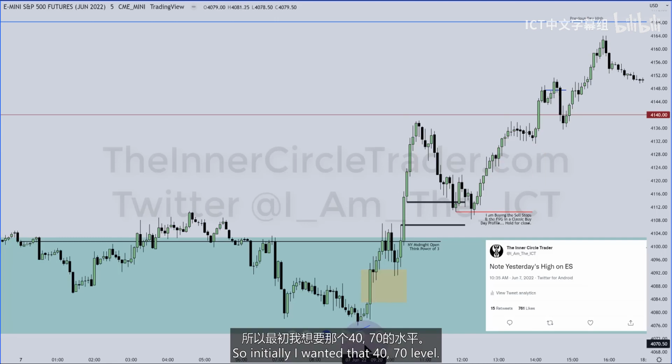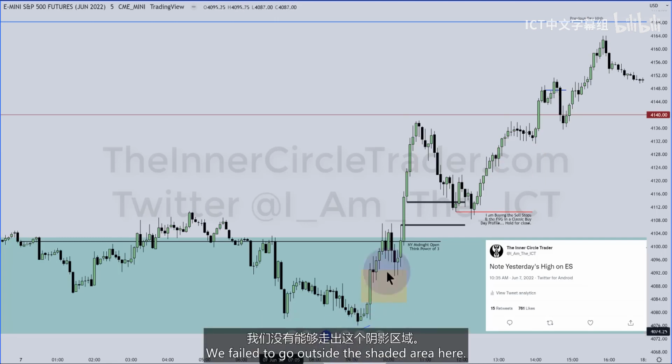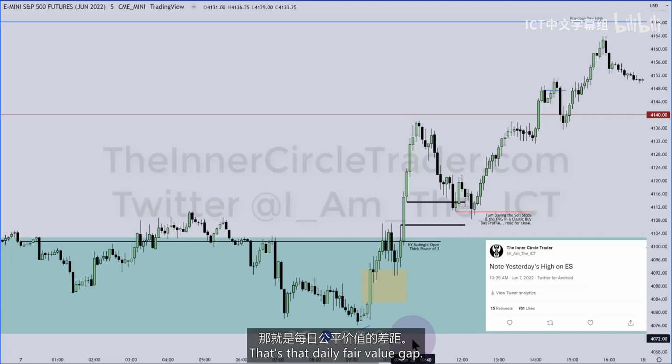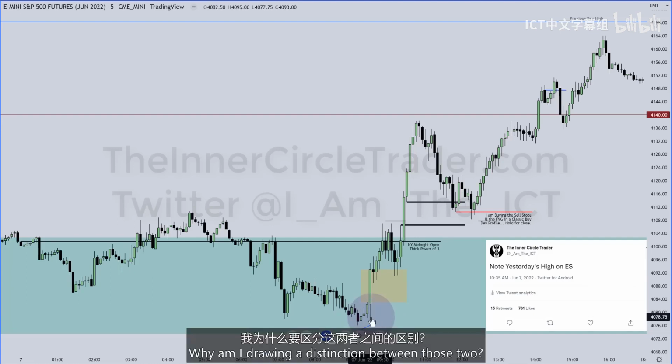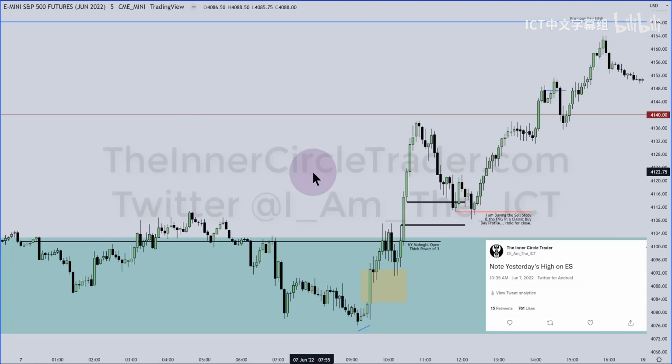So initially I wanted that 40-70 level. We failed to go outside this shaded area here. That's that daily fair value gap. So I've added it here for your edification. Notice that these lows here, this is lower than that one. Why is that important? Why am I drawing a distinction between those two?